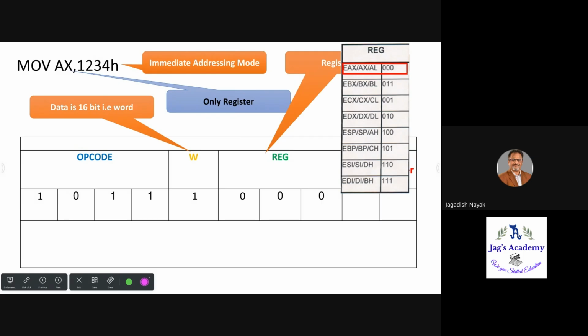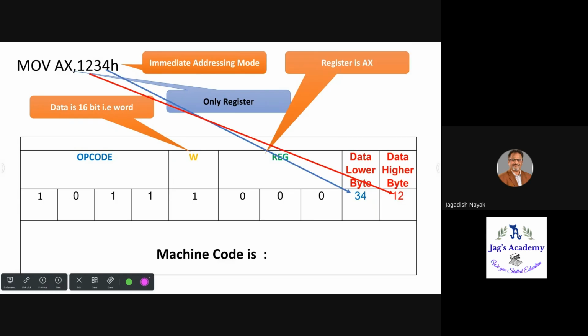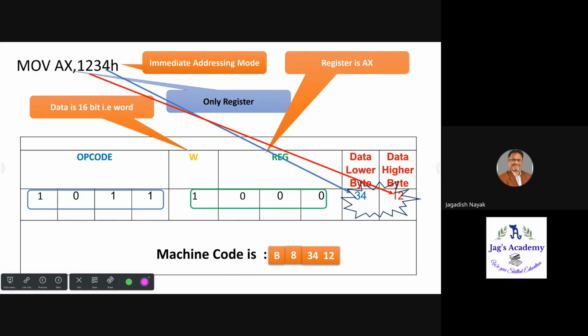Now, is it over? No. I told you those numbers are part of the instruction. Those numbers you have to embed, put after the machine instruction. Lower byte first, upper byte next. Now what you get is the machine code B83412. This is the machine code for the assembly instruction MOV AX, 1234H. This is the way you convert your assembly instruction to the machine instruction. It's very easy. I told you, don't lose marks in this.